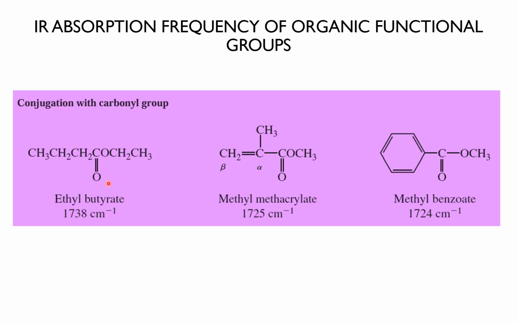So here we can see is ethyl butyrate. There is no conjugation and it is a normal aliphatic ester. So carbonyl stretching frequency for ethyl butyrate is 1738 centimeter inverse. If we introduce a conjugation, you can see an alpha beta unsaturated ester, that is methyl methacrylate. So due to conjugation, the value decreases to 1725 centimeter inverse. And when we introduce conjugation with an aromatic ring like methyl benzoate, then the value is 1724 centimeter inverse.